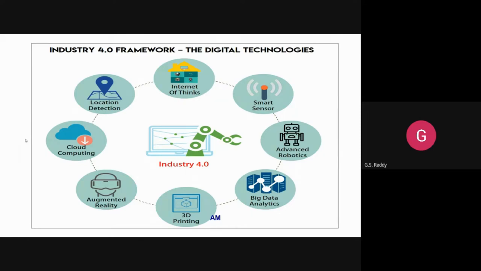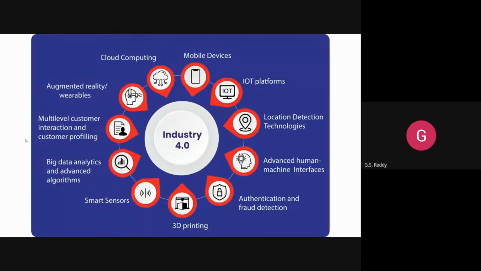In addition to that, there are augmented reality, cloud computing, location detection, internet of things, smart sensors, advanced robotics, big data analytics, and so on. So we are talking about additive manufacturing, which is already in the Industry 4.0 framework. Here again, most of the things we discussed are there, except authentication and fraud detection, advanced human-machine interfaces, and big data analytics. I think it's smart sensors. So this is how Industry 4.0 is associated with AM. AM means additive manufacturing.